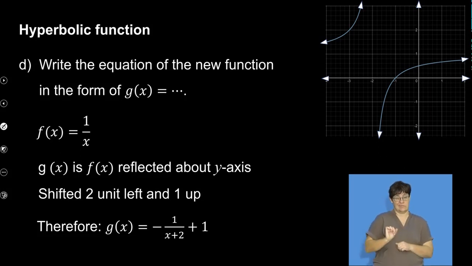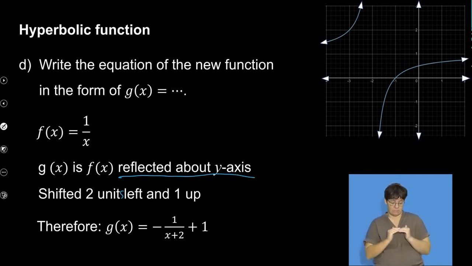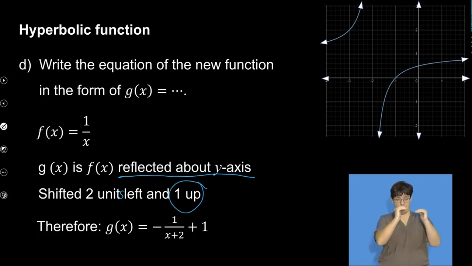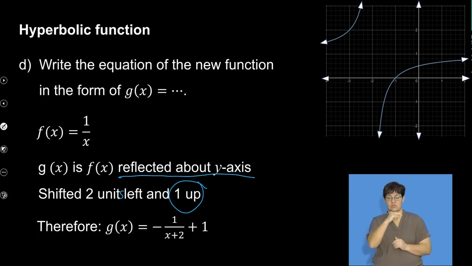And then write down the equation of the new function. Remember, the new function was formed by reflecting f of x about the y-axis, and then by also shifting it 2 units left and 1 unit up. And therefore my equation then becomes minus 1 over x plus 2, and then plus 1 at the end there.